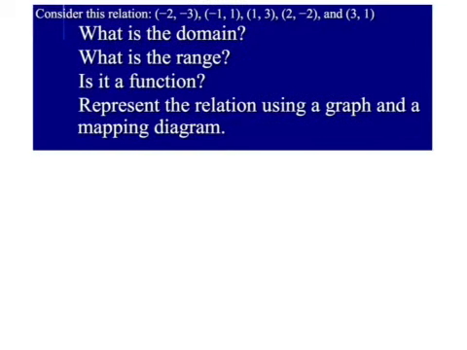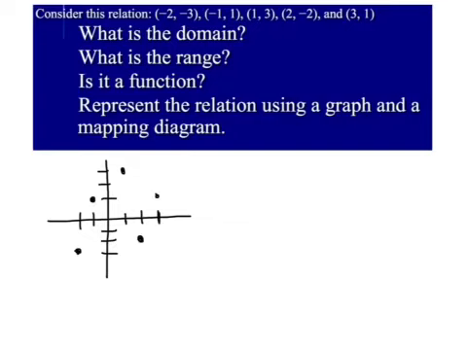Continuing on with example 1, it also wants us to represent the relation using a graph and a mapping diagram. So I'm going to go ahead and graph this relation. The first point is (-2, -3). The next point is (-1, 1), over 1, up 3, (2, -2), and finally (3, 1). So we did this using a graph.